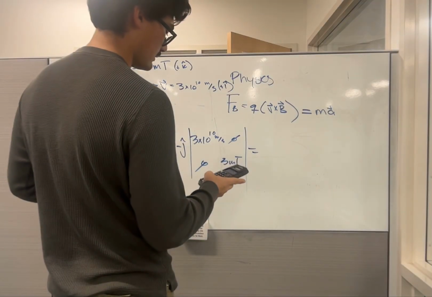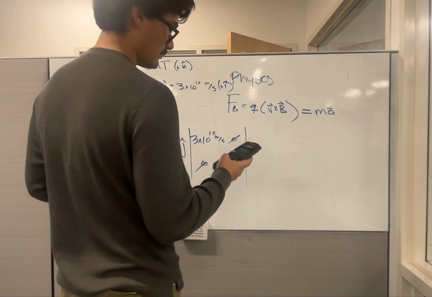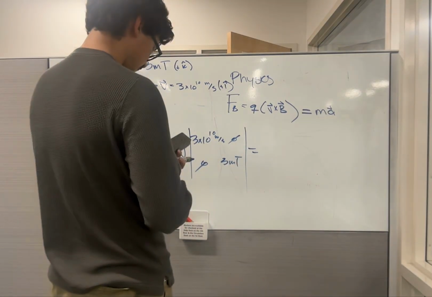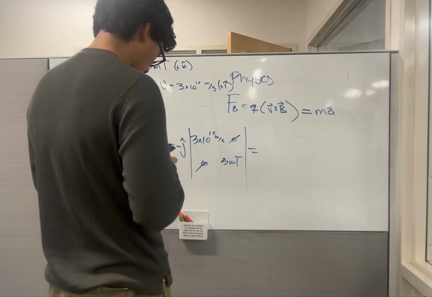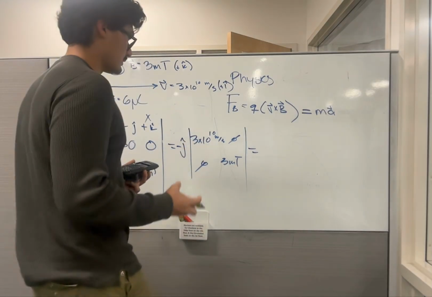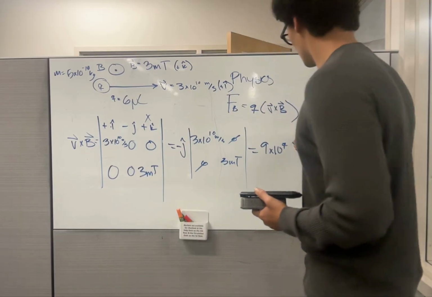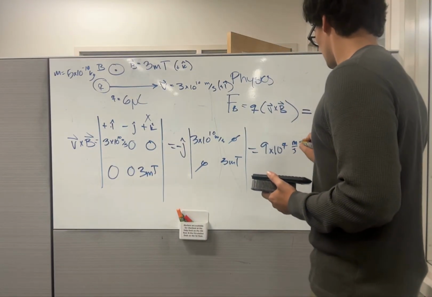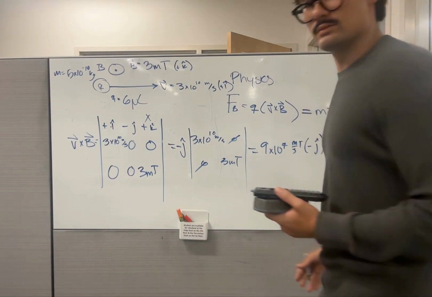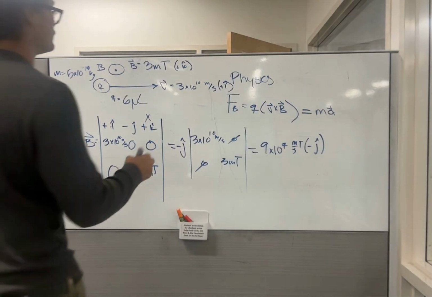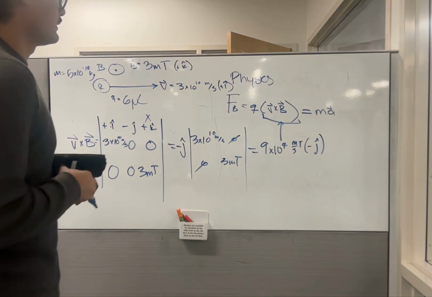3 times 10 to the 10th times 3 times 10 to the negative third gives us 10 to the 10th. What is this in scientific notation? Gives us 9 times 10 to the 7th meters per second Teslas in the negative j hat direction. That is just this portion. This is this. So now, let's rewrite that.